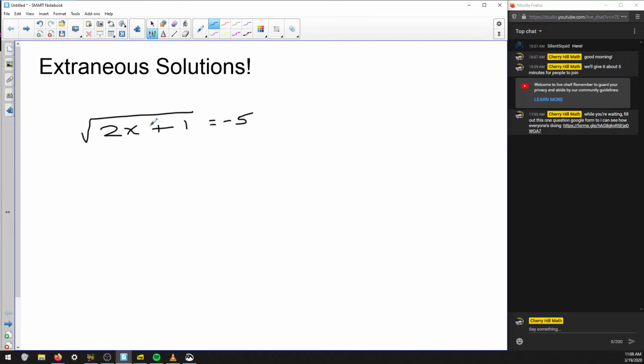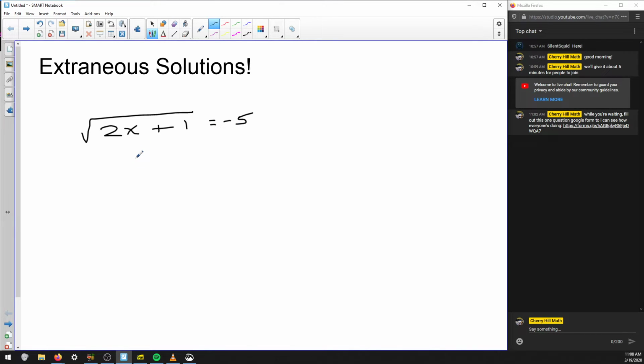In this case, if I were to plug in a 12 here, I'd get 24 plus 1, which is 25. Then I square root 25, but that result is always going to be positive, and on the right-hand side we have something that's negative. This can never work out. I will always get a positive number on the left and a negative number on the right, so this can't happen.